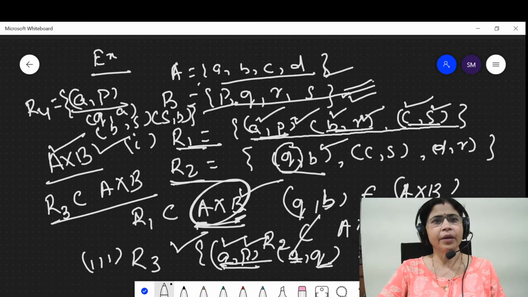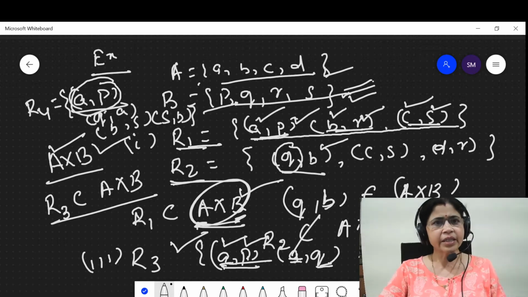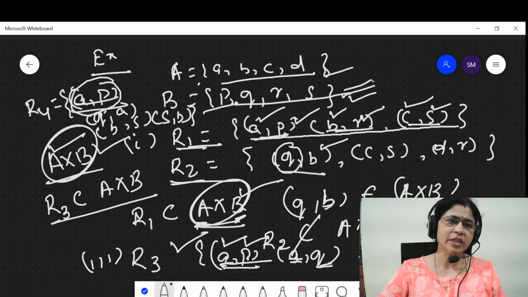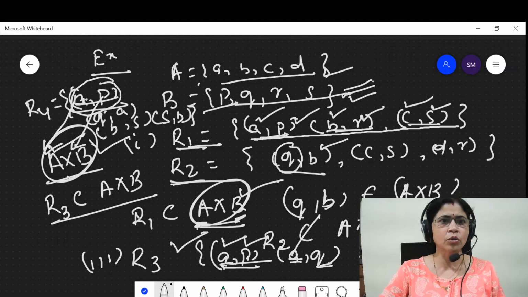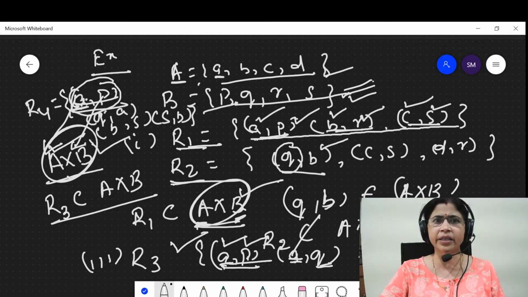Look at here. Does AP belong to A cross B? When do we say AP belongs to A cross B? When A belongs to A and P belongs to B. Look at here. Is A an element of A? Yes, A is an element of A. Is P an element of B? Yes, P is an element of B.